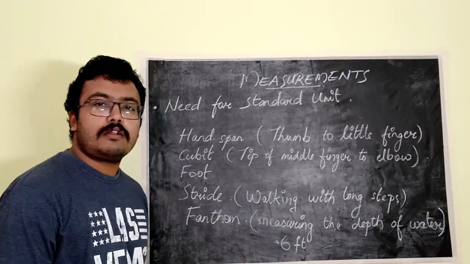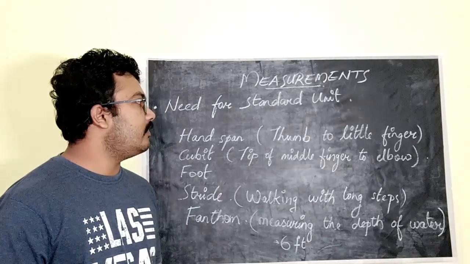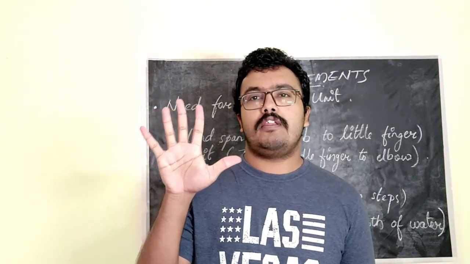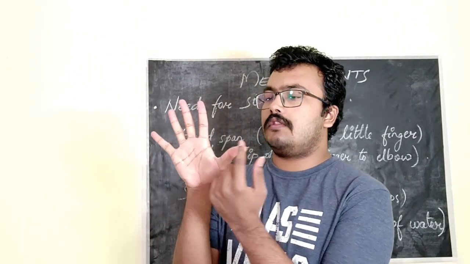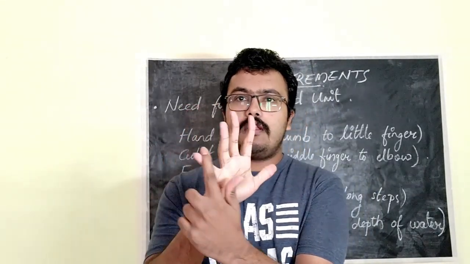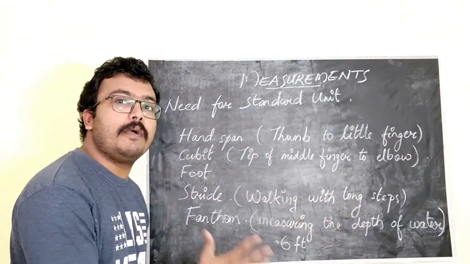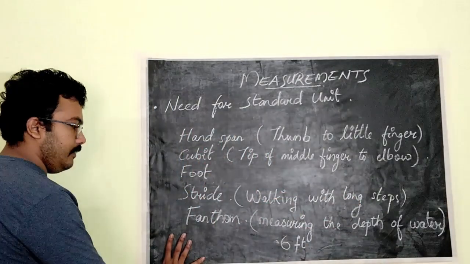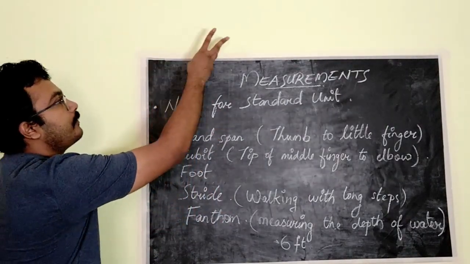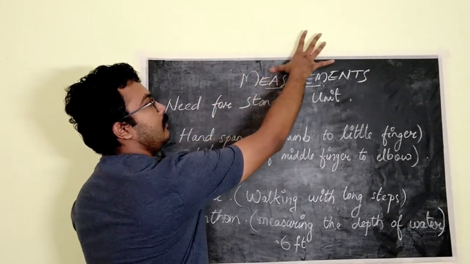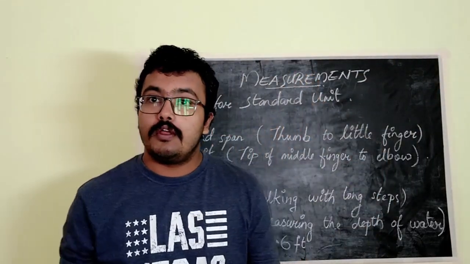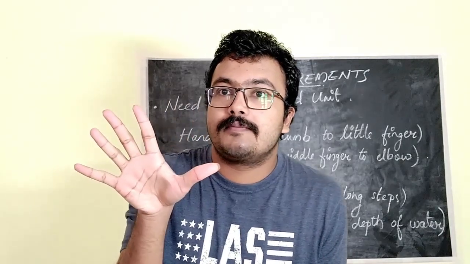First one, handspan. What is a handspan? Handspan, I've already written, thumb to little finger. When you stretch your fingers of either hand, the tip of your thumb to the tip of your little finger is called a handspan. Let's check the length of the board using our handspan. 1, 2, 3, 4, 5. So the board is around 5 handspans.